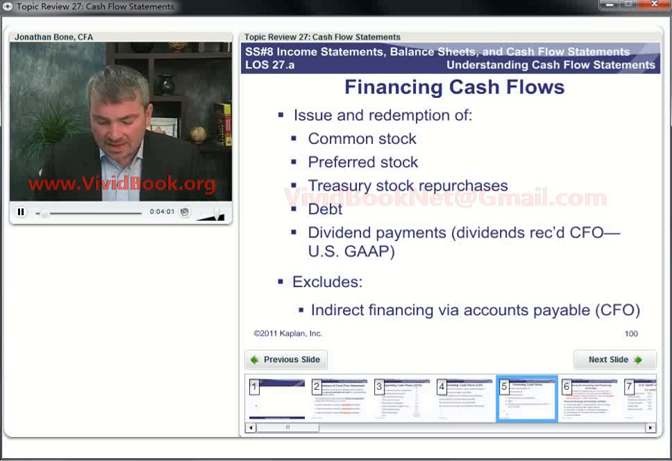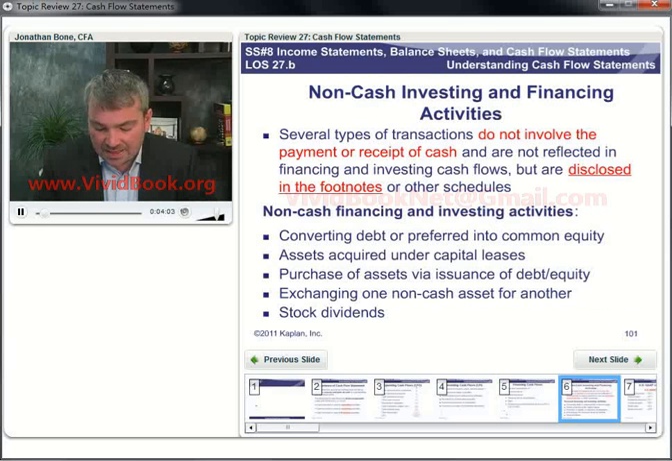Our next LOS asks us to describe how non-cash financing and investing items are reported. Well, we're talking about investing and financing items that do not result in the payment or receipt of cash. And if they don't result in the payment or receipt of cash, they're not going to appear in the cash flow statement. But they will be disclosed in the footnotes to the cash flow statement. So let's have a look at some common items.